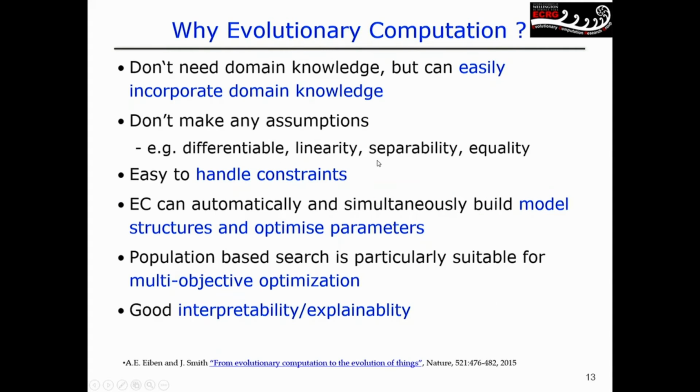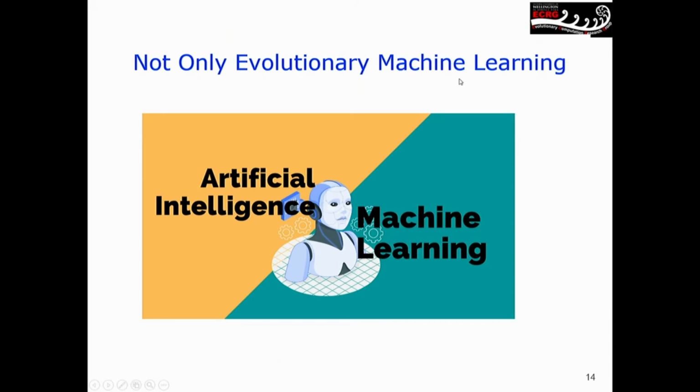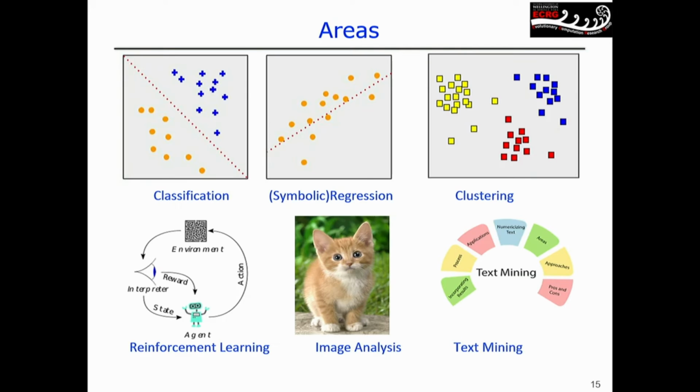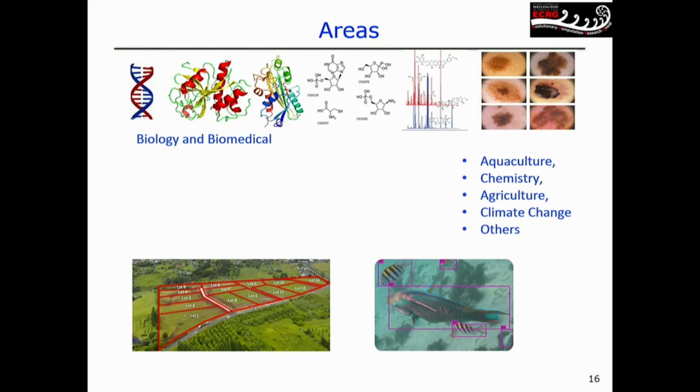The last point is actually why we're doing evolutionary computation. They basically don't need domain knowledge, but can easily incorporate domain knowledge. They do not make any assumptions and can handle constraints very easily. Model structure and parameters are learned at the same time, along with multi-objective optimization and interpretability. We're not only doing machine learning, we're doing general AI and machine learning, and many different areas of domain applications.